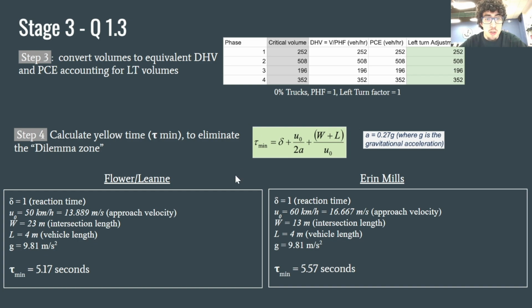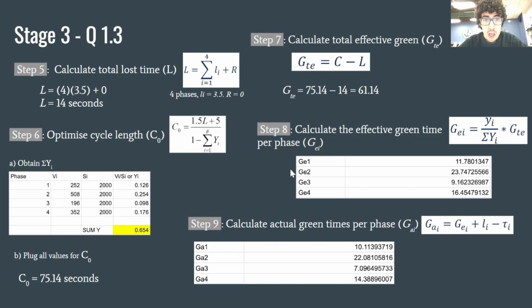We'll then calculate the yellow time to eliminate the dilemma zone, and that can be done using this equation over here. And we'll have to do this for both Fowler and Leanne and Aaron Mills. And as we can see, after plugging all these values for each respective road, we'll be getting 5.17 seconds for Fowler and Leanne and 5.57 for Aaron Mills. We can then calculate total lost time. So we have 4 phases in total, and our lost time per phase is 3.5 seconds. So that will give us an L of 14 seconds because our R is 0.